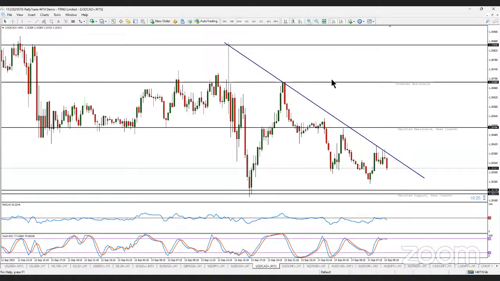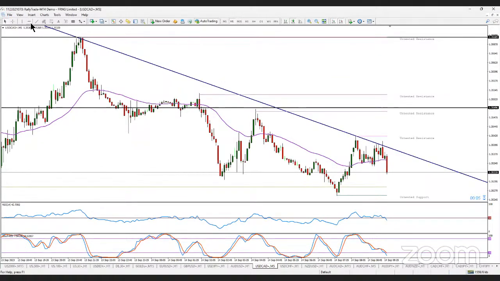Watch this. There's a big rejection of this trend line, right? So you can enter an instant sell in USD CAD all the way down to this verified support. There's an inverted hammer on that trend line. Number one, let me show something. You can enter an instant sell on that USD CAD.